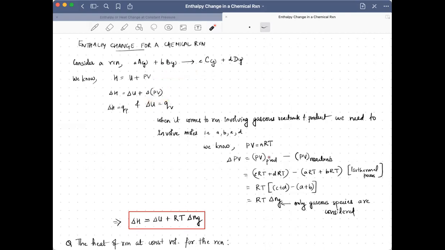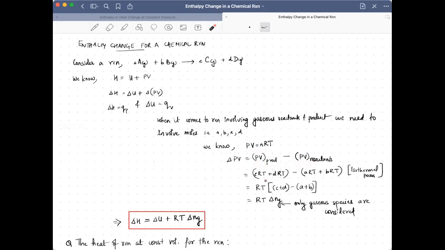So for that, what we do is we will use the ideal gas equation, which is nothing but PV is equal to nRT. Okay. Now, this is what we have to find, that is delta PV. So it represents the finite change. So in this case, our final state is the product, initial state is the reactant, and therefore we can write PV product minus PV reactant. This is what we have to find out. And we know from the ideal gas equation that PV is equal to nRT.